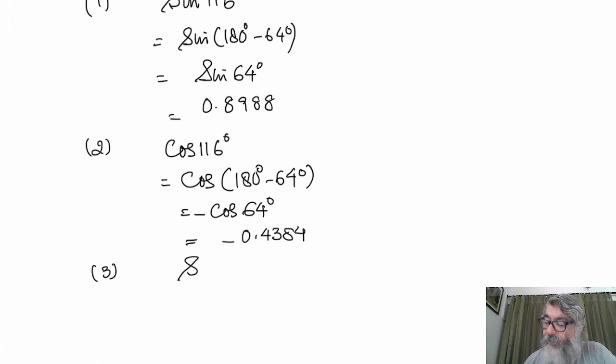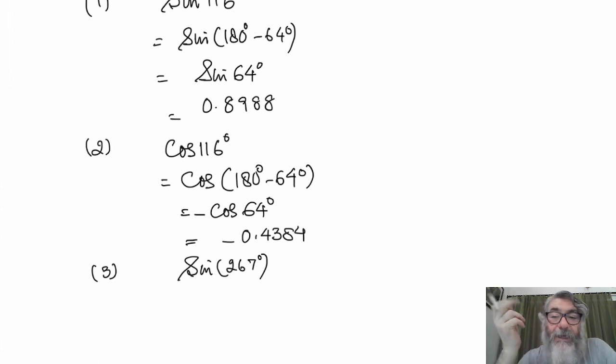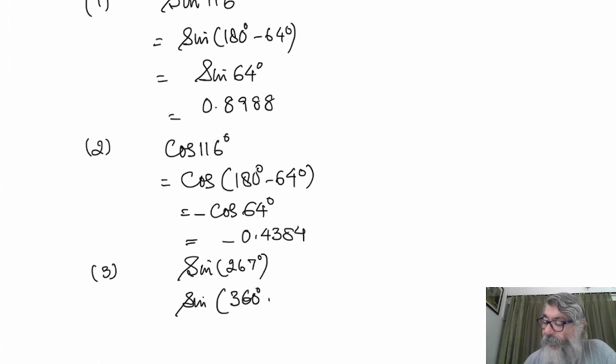Sine 267 degree. Now we must find a nearer angle to sine 267. Subtract it from 360. What value do we subtract from 360 so that we get 267? The simple method is to subtract 267 from 360, you get 93, and we write it as sine of 360 minus 93 degree. That will give you the value of 267.